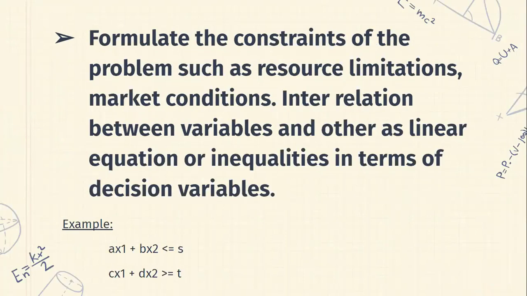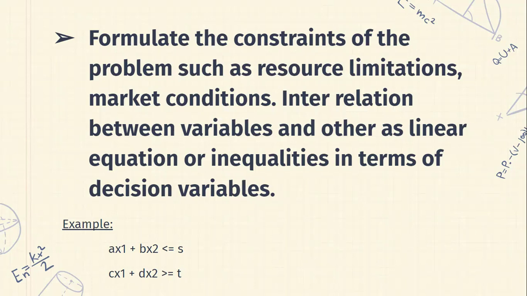Step number three is that we formulate the constraints of the problem, such as resource limitations, market conditions, interrelation between variables, and others, as linear equations or inequalities in terms of the decision variables. Basically, we write down inequalities. Two will be made depending on your variables. If you have two variables, our constraints would be ax1 plus bx2 less than or equal to s, and cx1 plus dx2 greater than or equal to t.